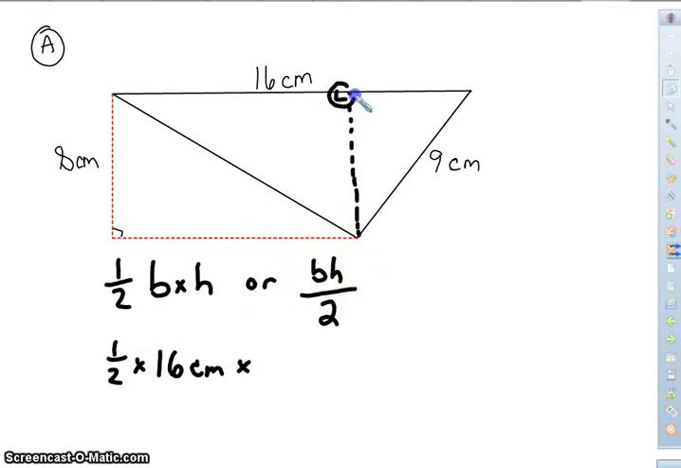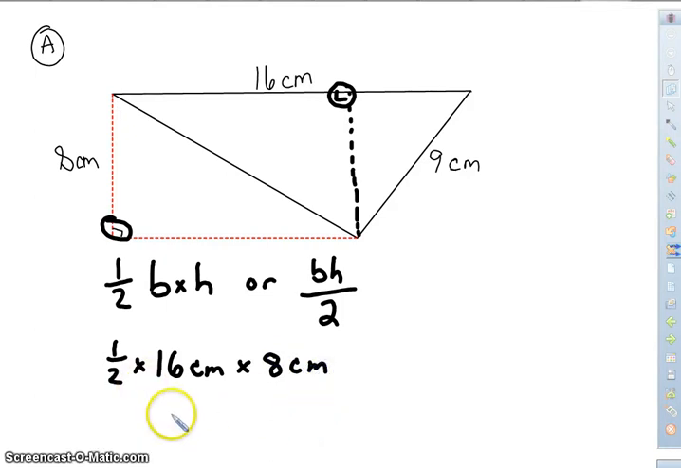It has to be related to that 90-degree angle. Here's the 90-degree angle that they gave you. That's what you have to measure it from. That is your height. This is actually what we call the hypotenuse, and we're going to talk more about that in class tomorrow, the hypotenuse and the relationship it has between the other two. So 8 centimeters.